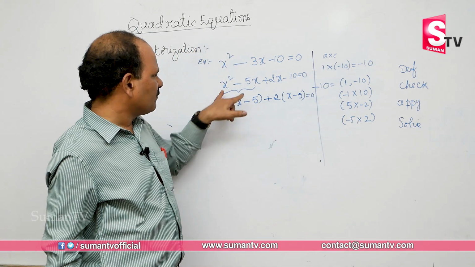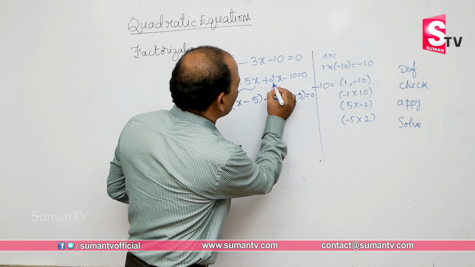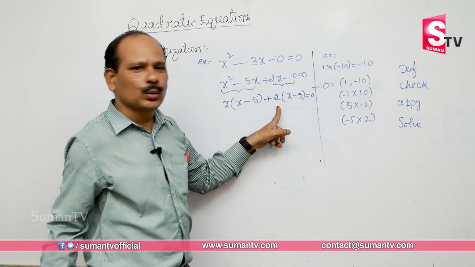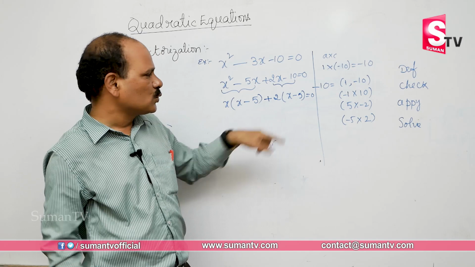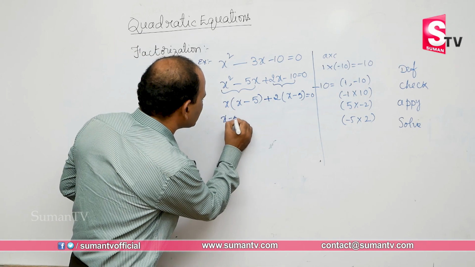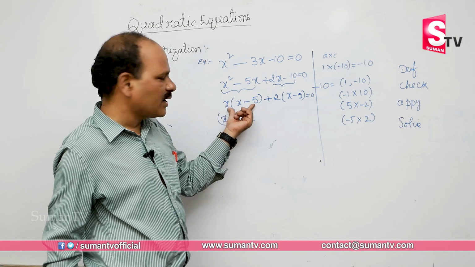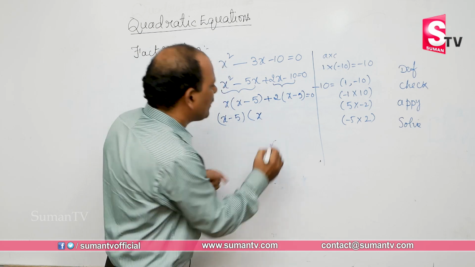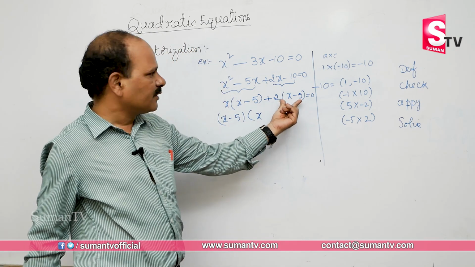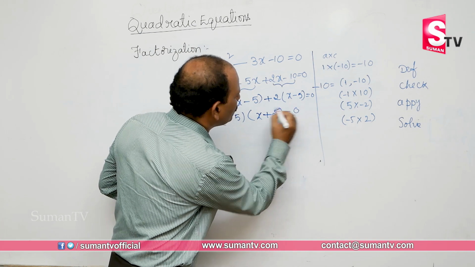Okay, x. From these two terms, I took x as common. The remaining terms are x minus 5. From these two terms, I took 2 as the common. So, the remaining terms are x minus 5 is equal to 0. From these two also, I can take x minus 5 common. Once x minus 5 is taken common, the remaining term is x. Here, x minus 5 went common. The remaining term is 2 is equal to 0.